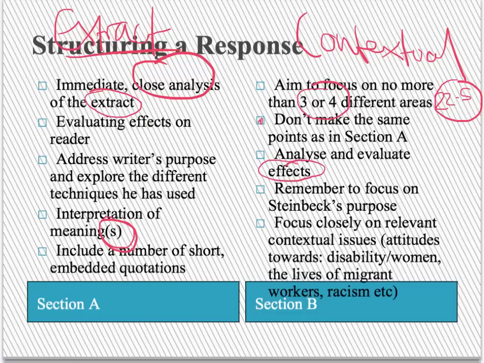We're thinking about analysis and evaluation of effects. We're focusing once more on Steinbeck's purpose. And this, which is so important, relevant contextual issues. So that could be anything, it could be attitudes towards disability, towards women, the lives of migrant workers, the racism, and that will be really dependent on what your question is asking you.